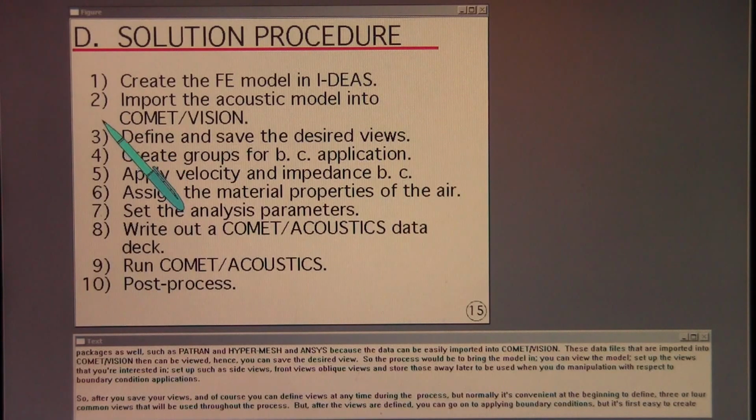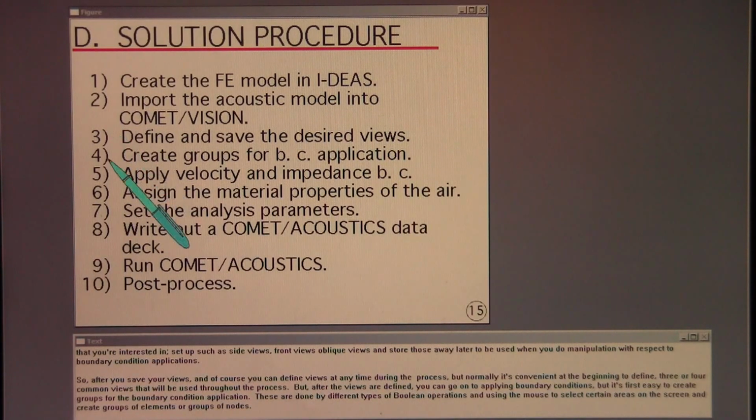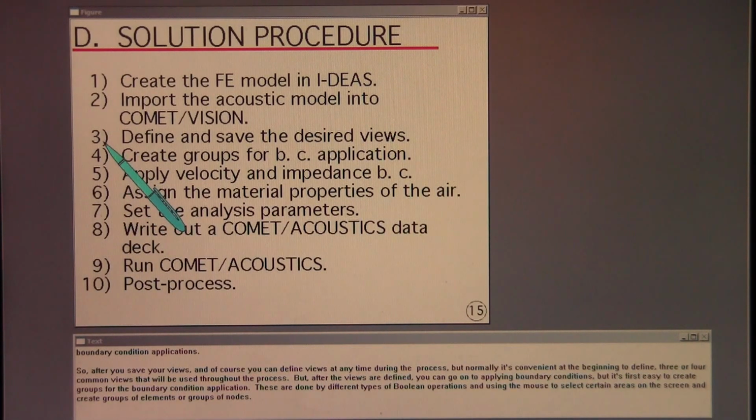These data files that are imported into COMET Vision can then be viewed, and you can save the desired view. So the process would be to bring the model in. You can view the model, set up the views that you're interested in, such as side views, front views, oblique views, and store those away to be used later when you do manipulation with respect to boundary condition applications. You can define views at any time during the process, but normally it's convenient at the beginning to define 3 or 4 common views that will be used throughout the process.